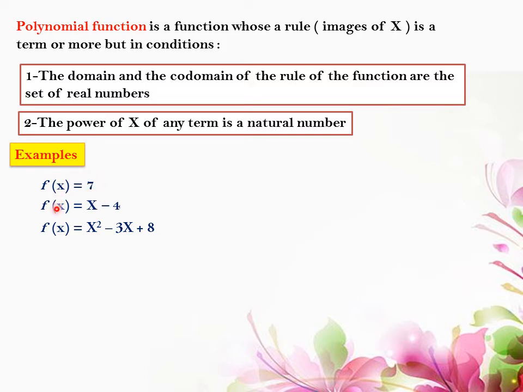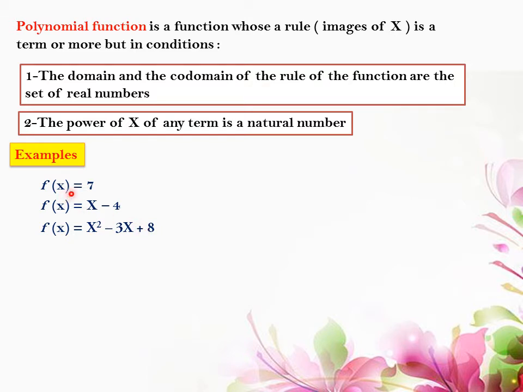The second example, f of x equals x minus 4. We have two terms here, so this function consists of two terms. Number 3, f of x equals x power 2 minus 3x plus 8. We have now three terms: x power 2, negative 3x, plus 8.